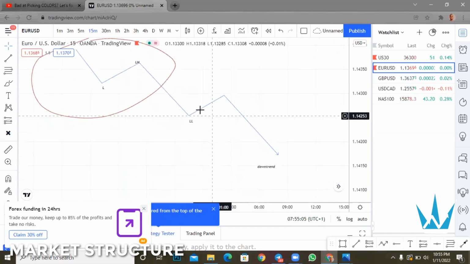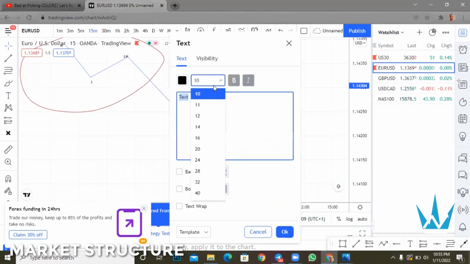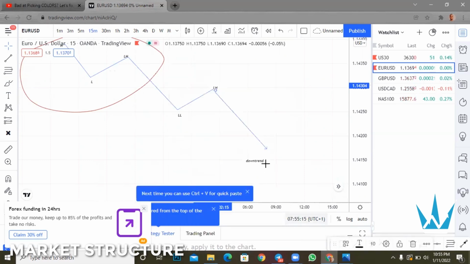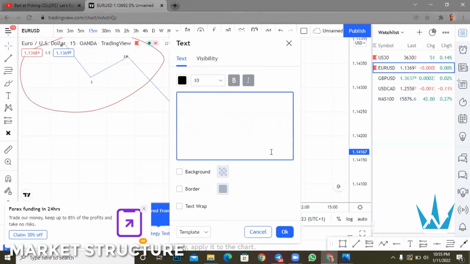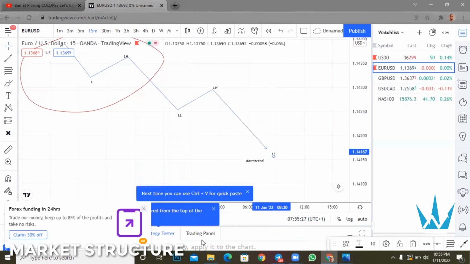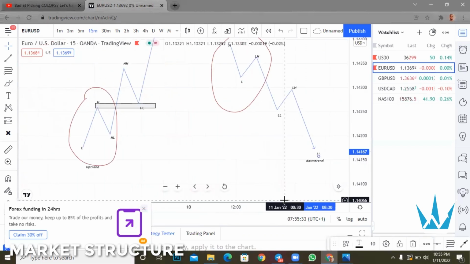The same thing continues. Here we have a further lower high right here. So lower high. And here we have an even lower low, lower than the previous lower low, so it's called a lower low. Same thing, same algorithm, same formula you follow, right? That's understanding market structure.